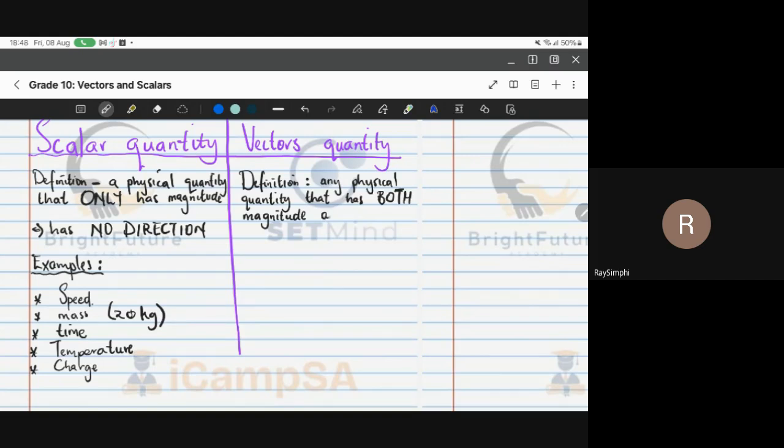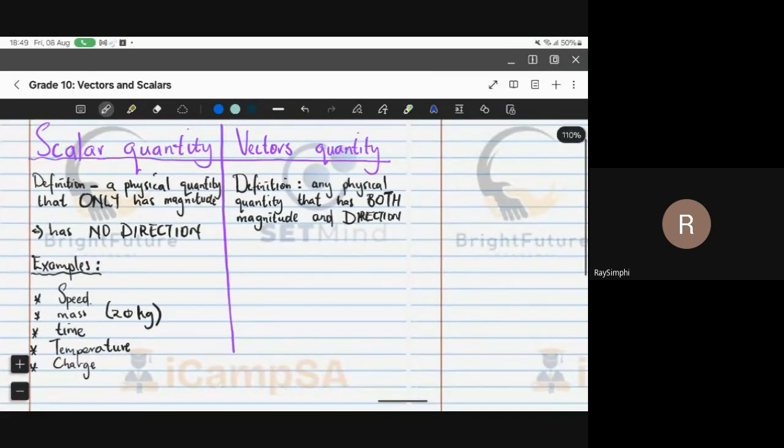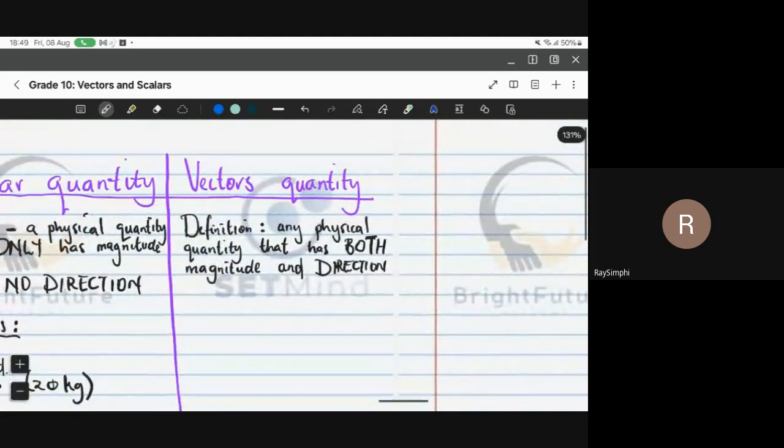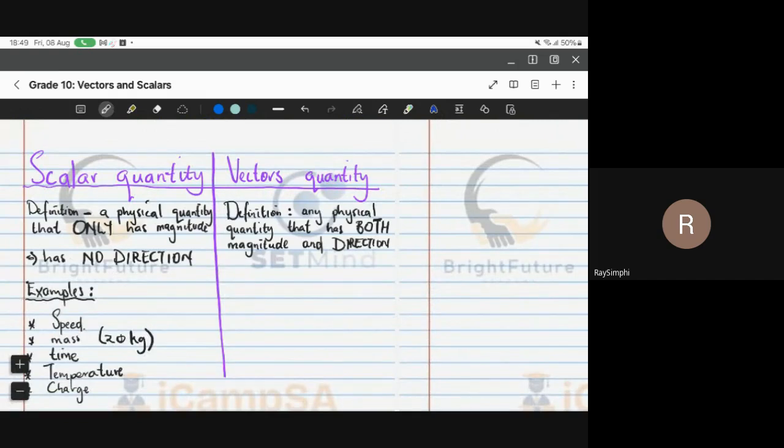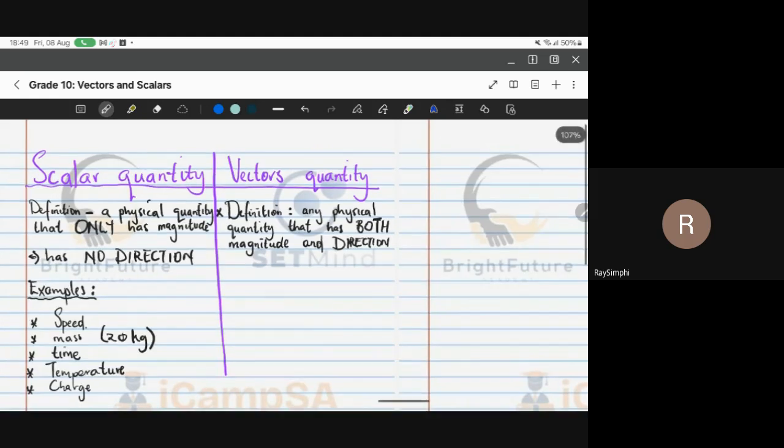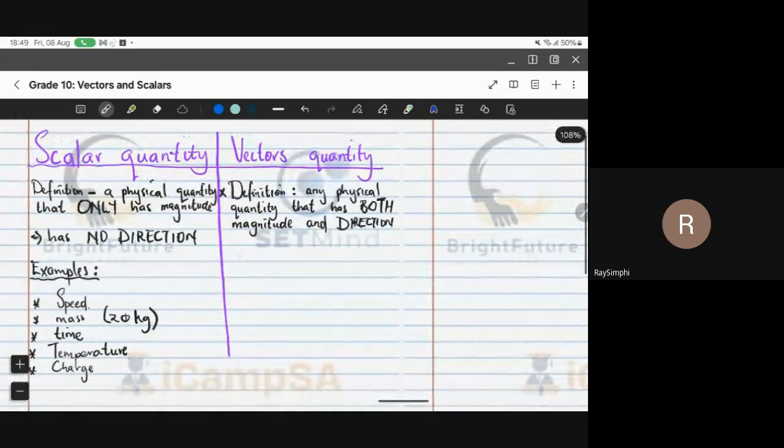Right. And direction. Let me write it in caps. So it has both magnitude and direction. So remember, from the scalar part, we said a scalar does not have a direction. It only has a magnitude. A vector quantity is the privileged guy. That guy that has both money and intelligence, right? This guy has both magnitude and direction. Very privileged. Right. So now, what are examples of a vector quantity?